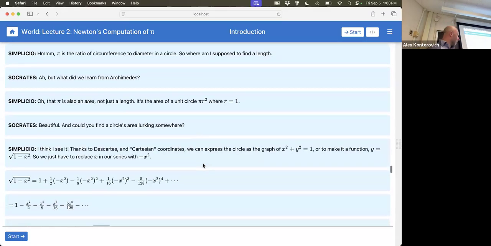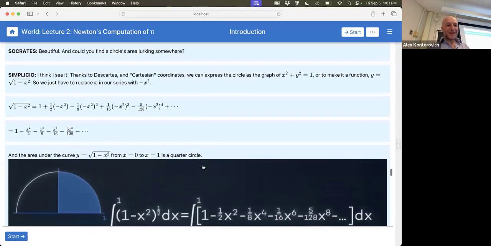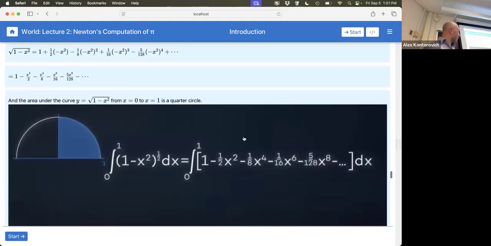And if you work out what those coefficients are, I'll spare you the arithmetic. 1 minus a half x squared minus an eighth x to the fourth minus a 16th x to the sixth minus 5 over 128 x to the eighth and so on. Okay, so that's our expansion of the square root of 1 minus x squared. And exactly as Satvik said, that is the area under the curve. And let's go from, let's say, 0 to 1. Doesn't matter, we can go from minus 1. It's simpler just to go from 0 to 1. So the area under this curve from 0 to 1 will be what?